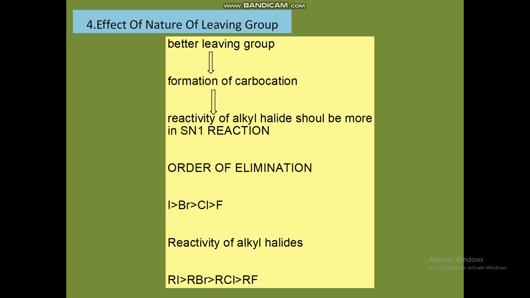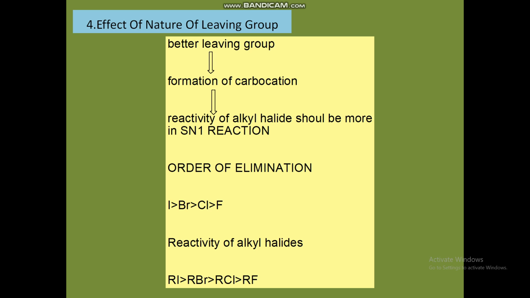So, the better the leaving group, the lesser the activation energy for the transition state, leading to the formation of carbocation. Hence, the more reactive should be the alkyl halide in the SN1 reaction. The order of elimination of the different leaving groups is iodine first, then bromine, chlorine, fluorine.